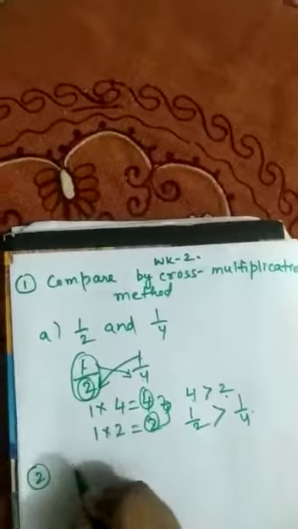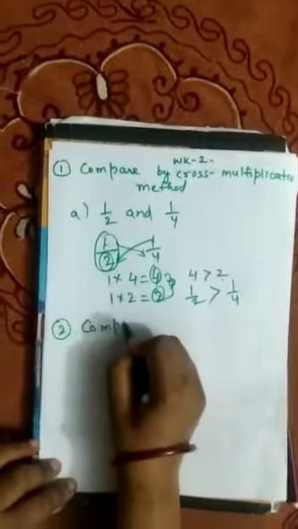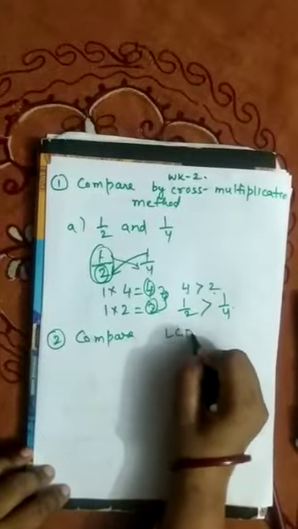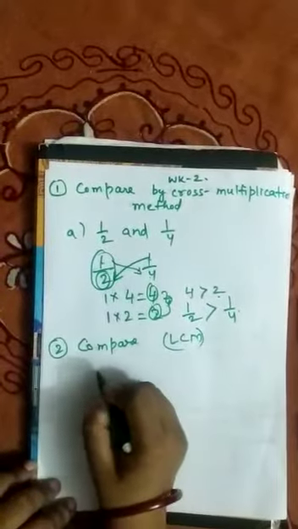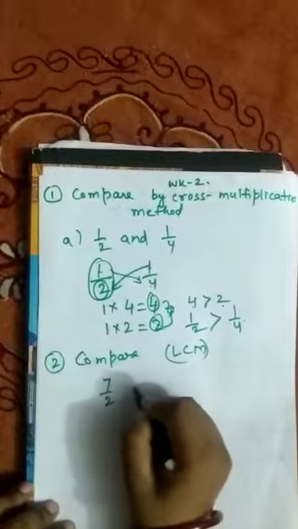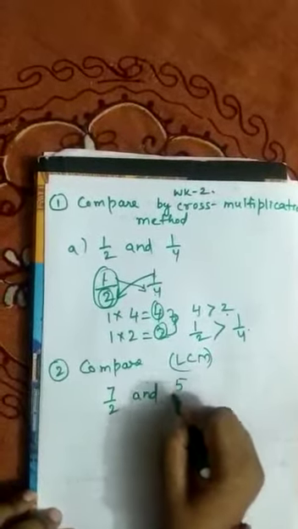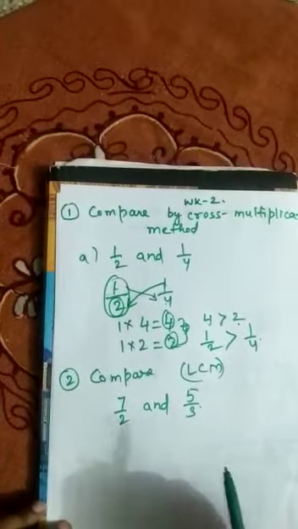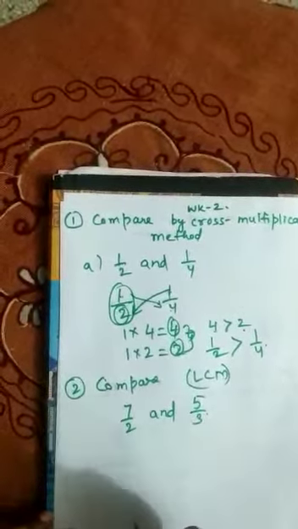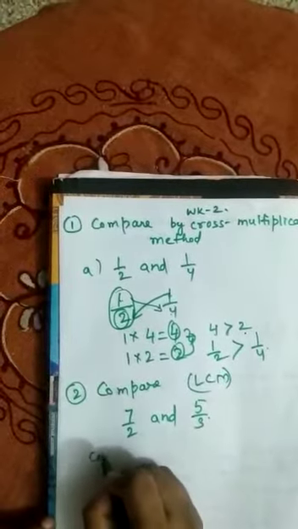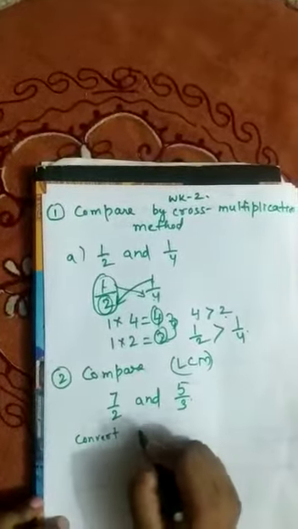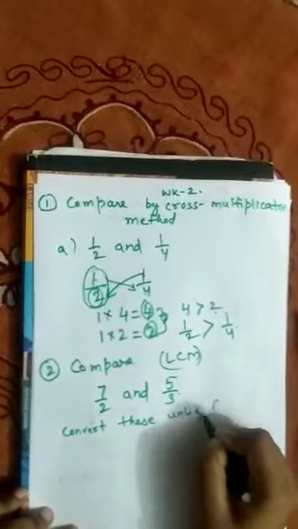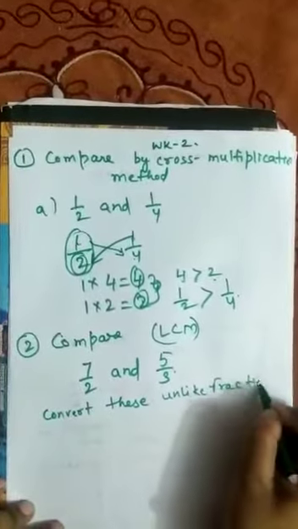Now come to question number 2. Compare the fractions by taking LCM. For example, 7 by 2 and 5 by 3. So firstly what we will do, these two are unlike fractions, right? So we convert these unlike fractions into like fractions. So what you will do, convert these unlike fractions into what?